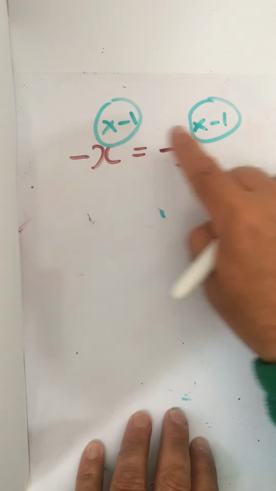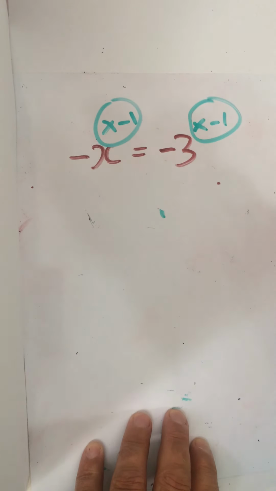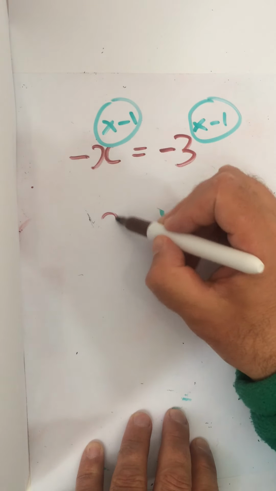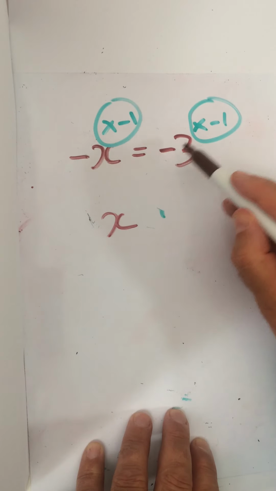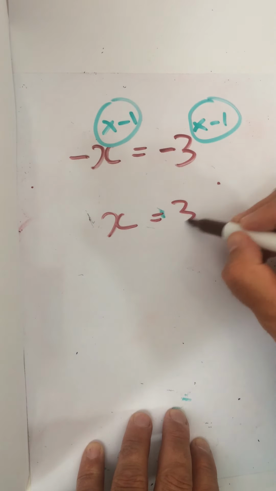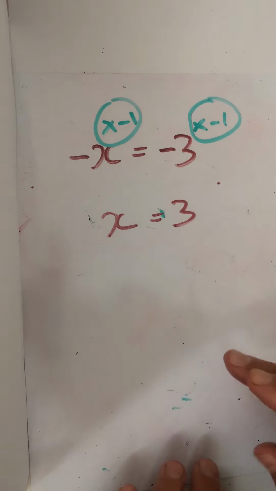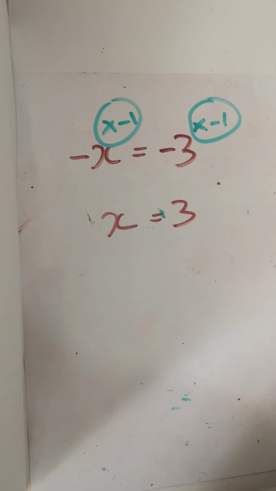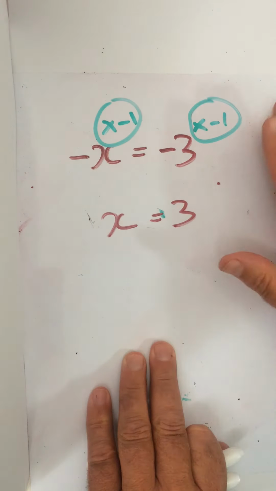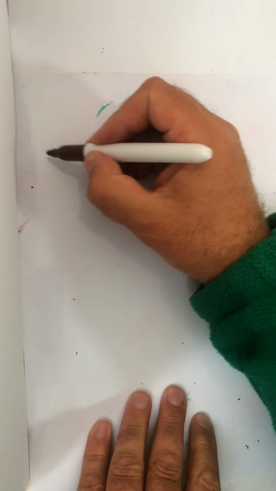I'm doing it on both sides because it's the balance method, isn't it? It's the balance method. So that would leave me with x, and minus 3 times minus 1 will give me 3. x equals 3. Okay, so that's just a way of getting rid of that minus x on the one side. Let's have a go at this one, please.